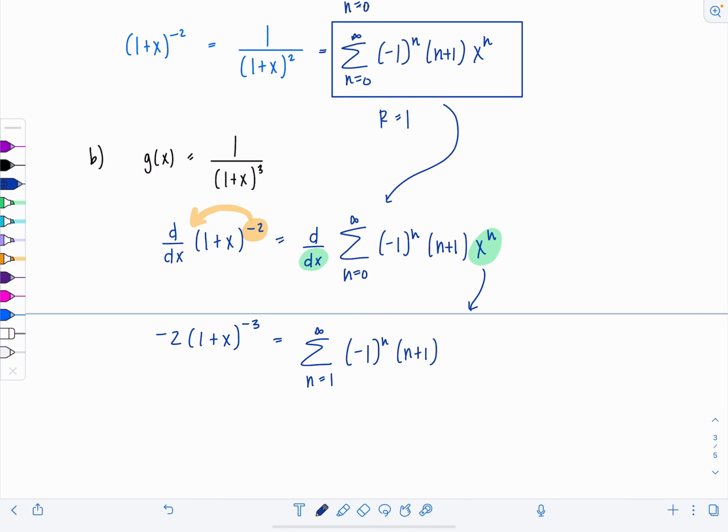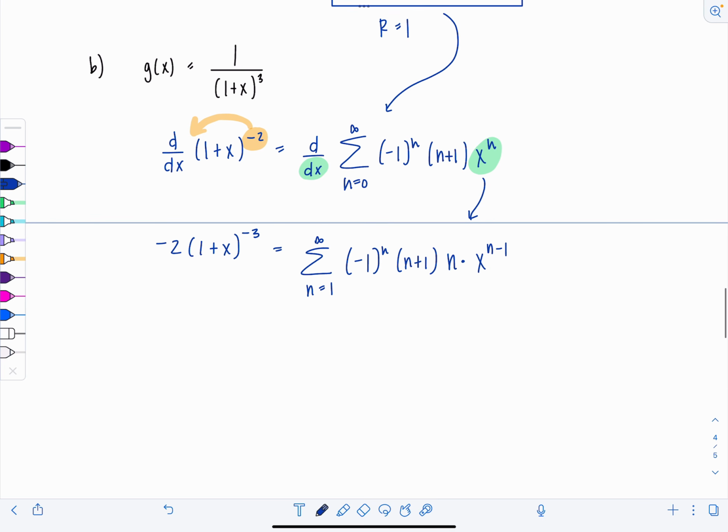And then now take the derivative of x to the n. You can do that. You just did it a second ago. Bring the exponent down in front and then subtract. Now it's x to the n minus 1. See, look at us surviving, thriving. We're fine. Okay. Now look what's over here on the left-hand side. We have negative 2 over 1 plus x cubed. Okay, is that what I want? Is that g of x?